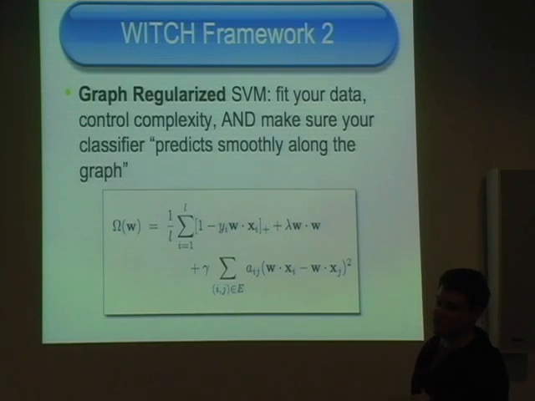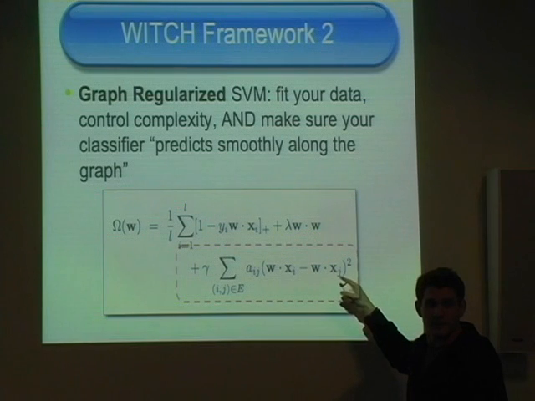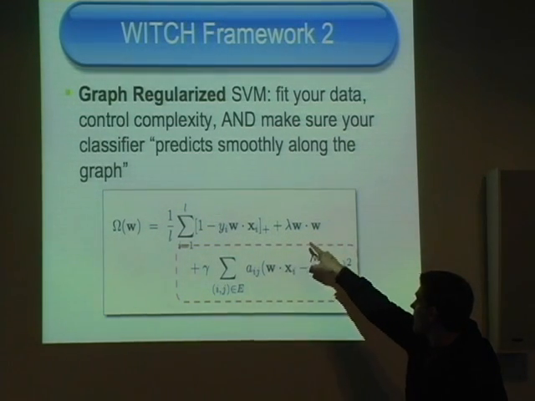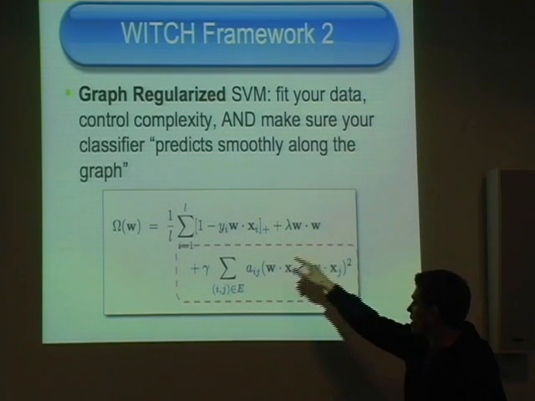The graph regularized SVM is basically like the standard SVM, but you add in a second term. The second term is this graph regularization term. What you're doing here is saying I want to fit my data well. I want to have a simple classifier, but I also don't want my function to vary much along the graph.